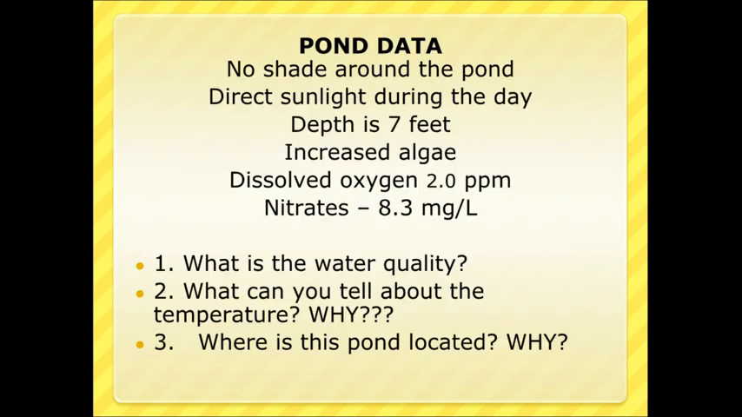When they went to the pond, they noticed, number one, there was no shade around the pond. It got direct sunlight during the day. The depth of the pond was 7 feet deep. There's increased algae. The dissolved oxygen level was 2 parts per million, and the nitrates are reading at 8.3 milligrams per liter. I want you to take a second and answer these questions.